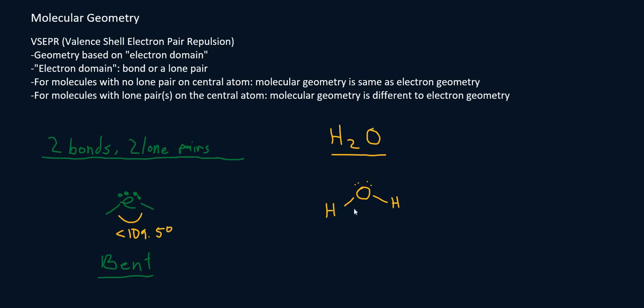And a great example of this is going to be water, H2O, where we have our central oxygen with 2 lone pairs on top and 2 bonds going to the hydrogens. And our bond angle here between the 2 hydrogens is going to be less than 109.5. Because now our electron geometry on this is going to be tetrahedral because of the 4 domains, but the molecular geometry is still going to be called bent.